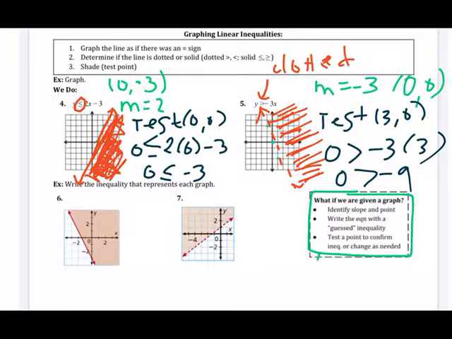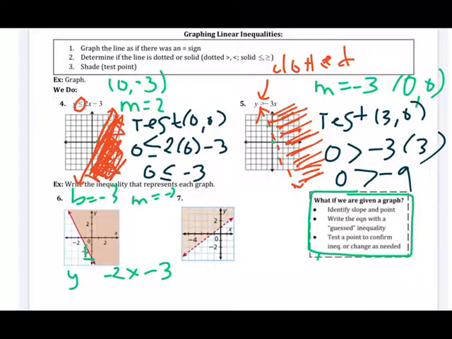Looking at number 6, I can see my y-intercept is here. That's at (0, -3). So my b value is -3. I can see another point right here at (0, -1). I'm going to use that to identify my slope. So left to right, I'm going down 2 and to the right 1. Down 2 and to the right 1. So my slope is going to be -2. So y something -2x minus 3.